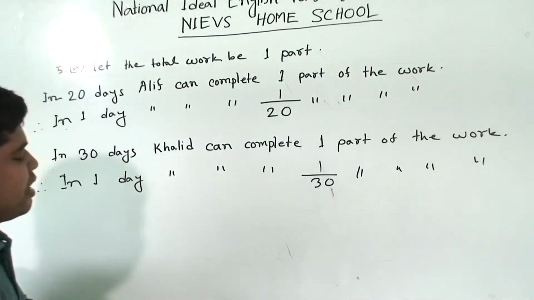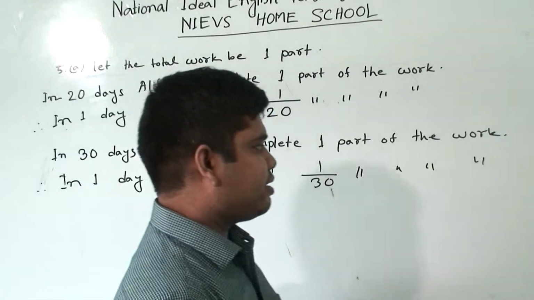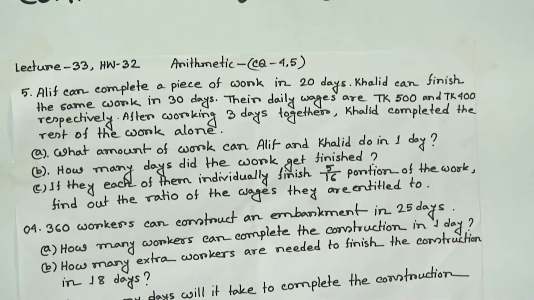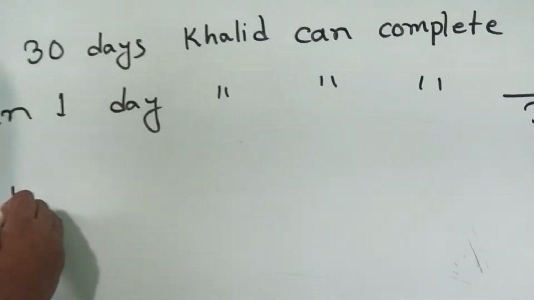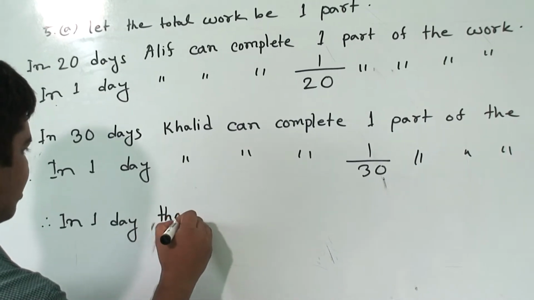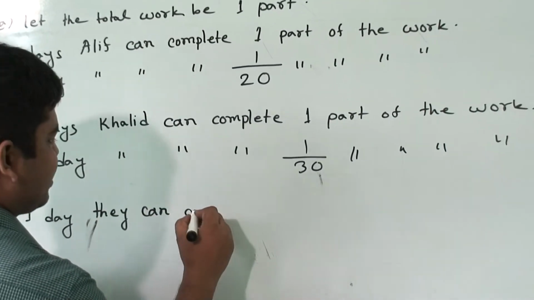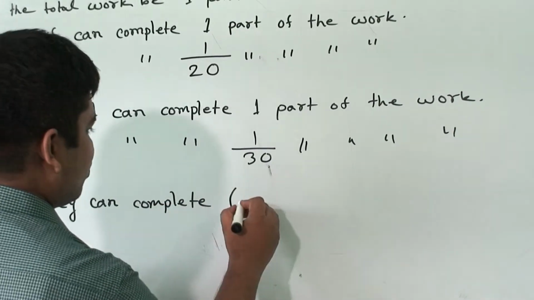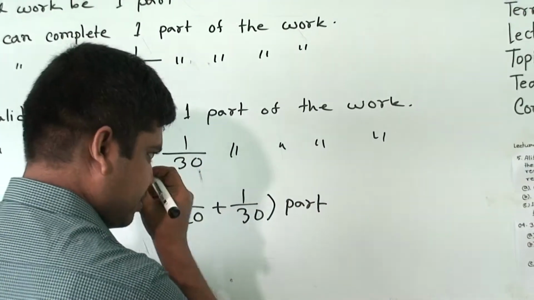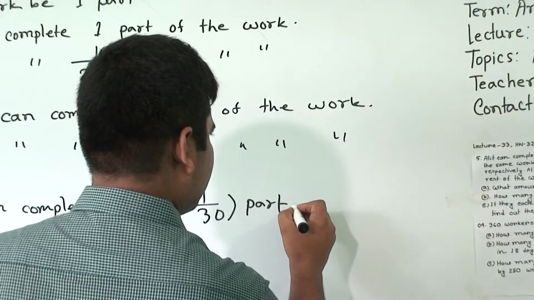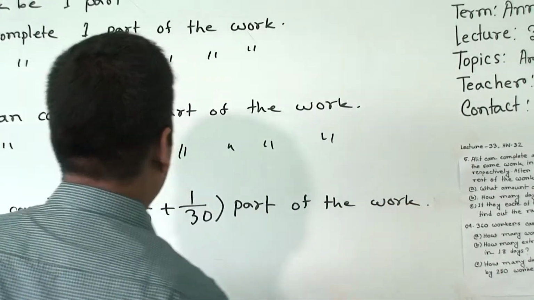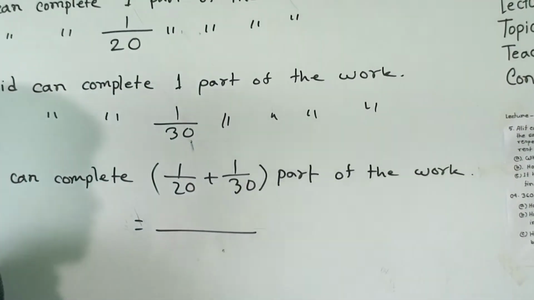Okay, now notice the question asks you to find what amount of work Alif and Khalid can do in 1 day. Now we write, therefore in 1 day they can complete 1 by 20 plus 1 by 30 part of the work. Now at first we find out the LCM of 20 and 30.